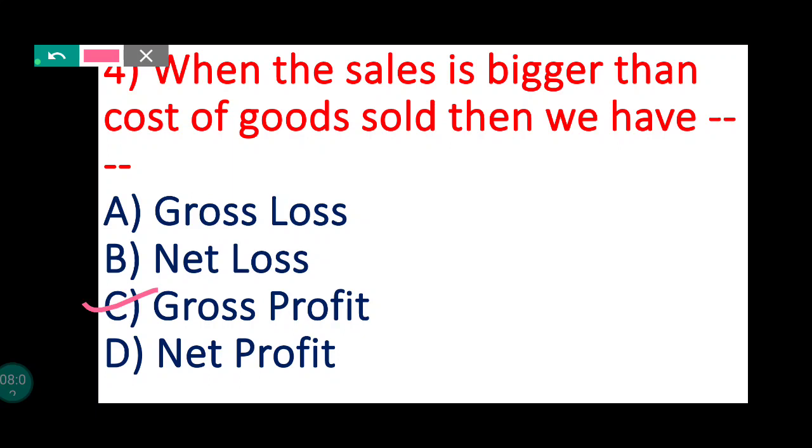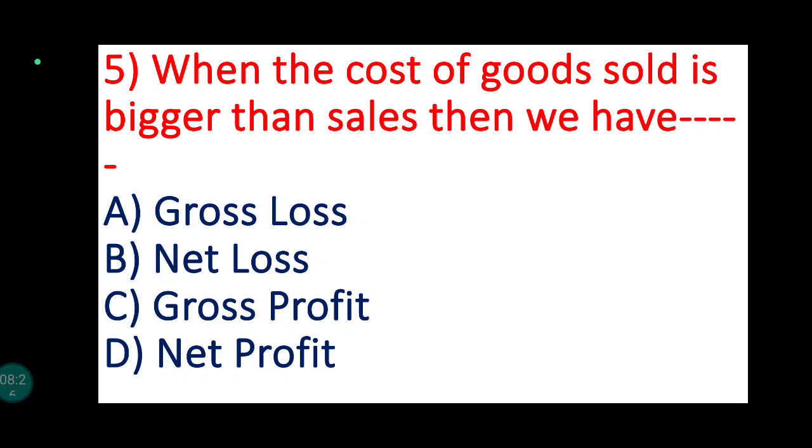Gross profit is the excess of sales over the cost of goods sold. It is calculated by taking sales minus cost of goods sold. So the formula for gross profit is net sales minus cost of goods sold. If the amount of sale is bigger than the cost of goods sold, we can say that there is a gross profit.